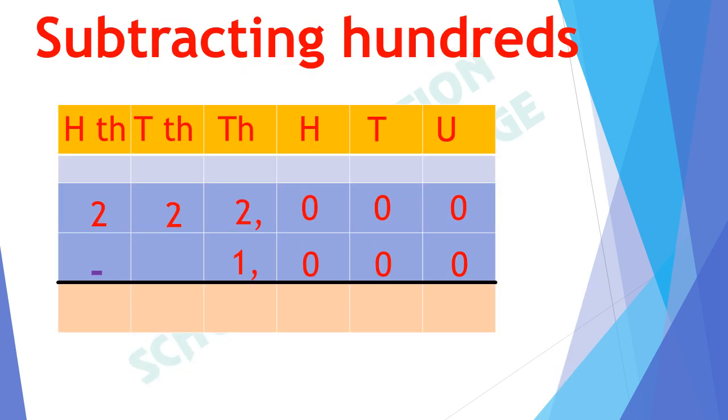Now we have 222,000. We have to subtract 1000 from 222,000. We start from the units. We have to subtract 0 units from 0 units, and we get 0 units here. Then we move towards the tens. We have to subtract 0 tens from 0 tens, and we get, very good, 0 tens here. Then we move towards the hundreds. We have to subtract 0 hundreds from 0 hundreds, and here we are left with 0 hundreds.